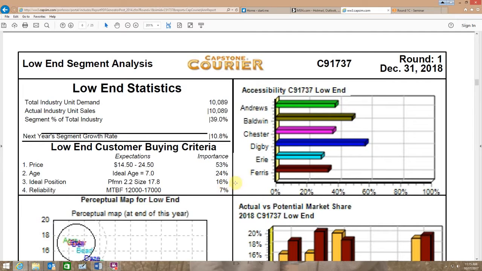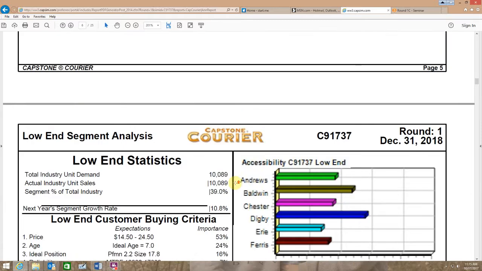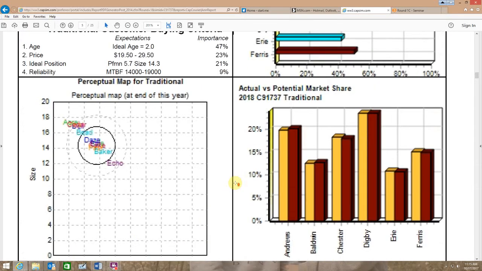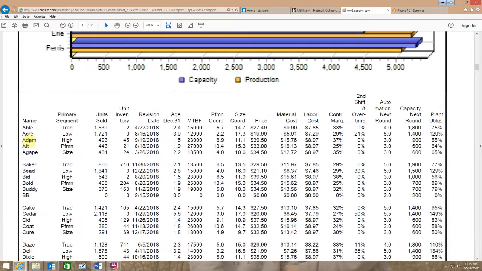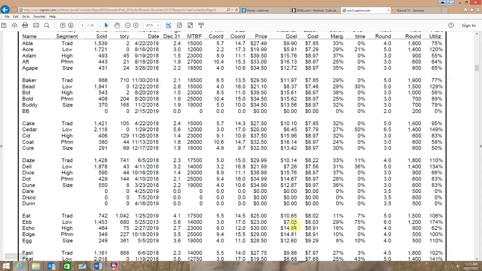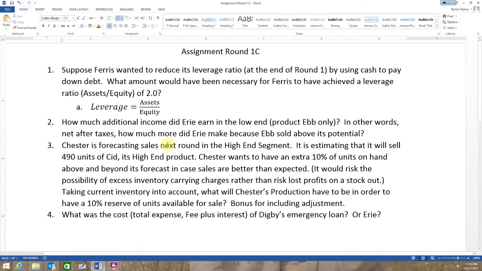They might have had some left over, but the last few that they sold should have been at the marginal cost. So we go up to the production analysis and calculate what our marginal cost was for Ebb based on those two numbers, 705 and 803. So now we've got our cost. We know what our income was because we can take that times the $23 sales price.